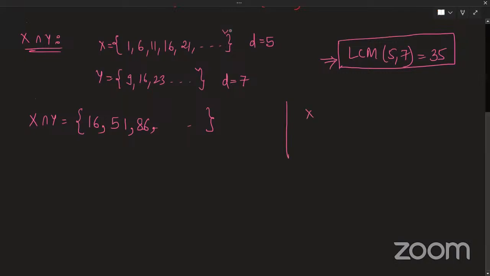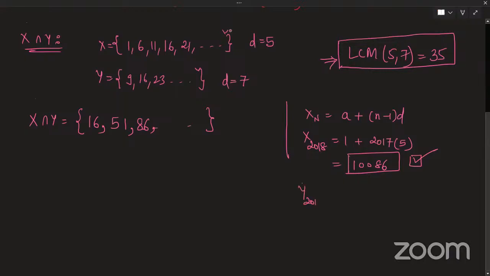Sir, the formula: an is equal to a plus n minus 1 into d, right? Yes, sir. So can you help me calculate the 2018th term of this AP? It is 1 plus 2017 multiplied by 5, right? Yes, sir, 10086. Correct. And can you help me calculate the 2018th term of the set y?